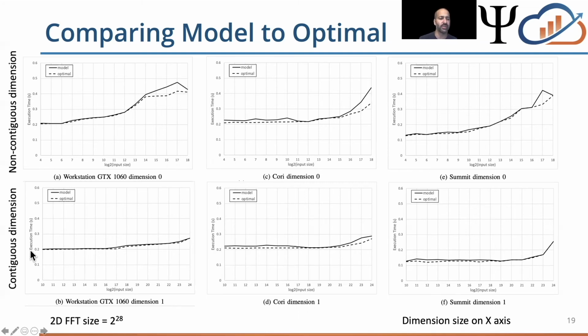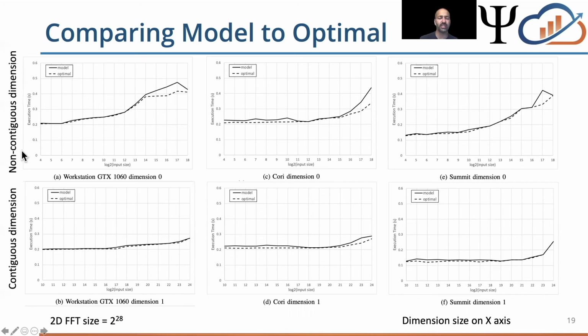First I want to look at the contiguous dimension here. What you see is that for all values, the model is very, very close to the optimal, within 5%. You also see that as the contiguous dimension gets larger, the non-contiguous dimension gets smaller. What happens is that I can use fewer and fewer threads because there's too much data to send, and the performance falls a little bit.